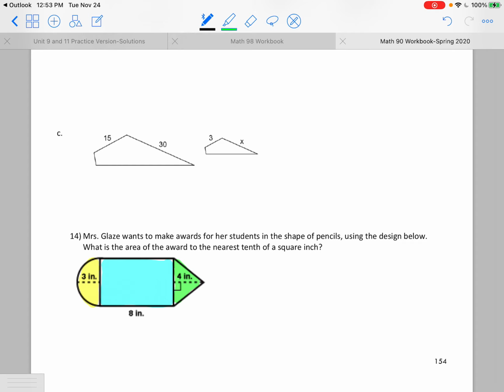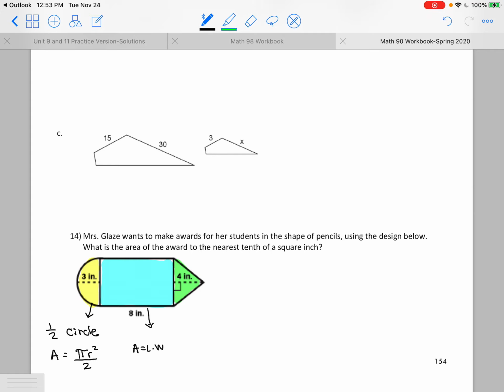Now, I think this one might be the trickiest here, but we know that this is just going to be a semicircle, right? This is literally just a half of a circle, or a semicircle, right? So if we were thinking about the area of a circle, the area of a circle is pi r squared. Pi times r squared. Well, we would just divide that by 2. You can multiply by a half if you want, or just divide by 2. That's going to give you your semicircle, right? We know the area of a rectangle is just length times width, so you can figure that out.